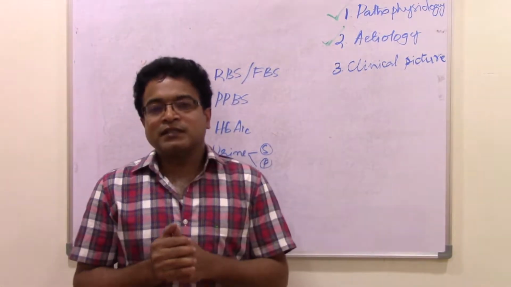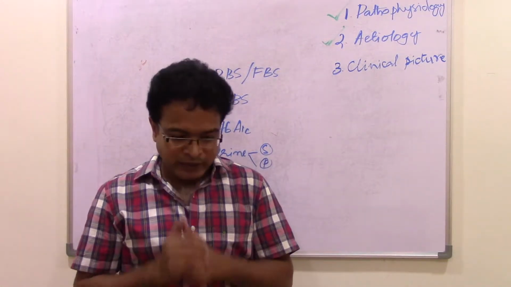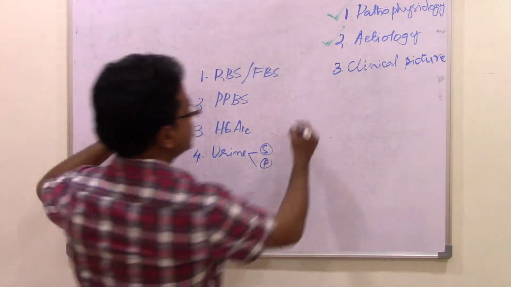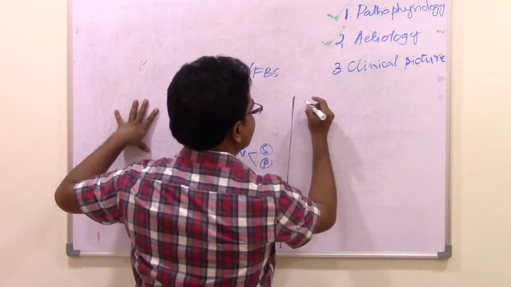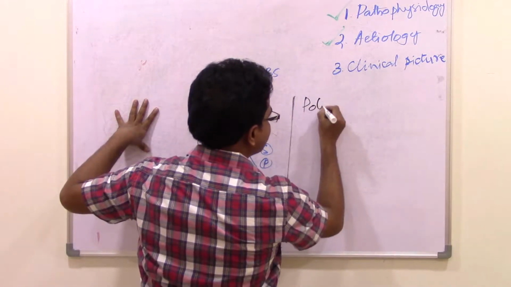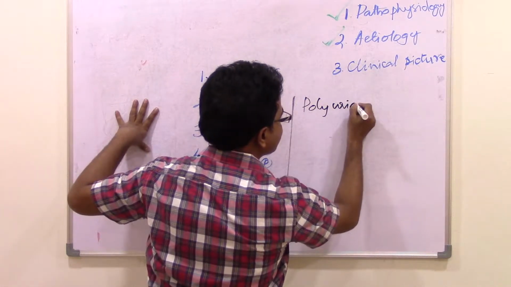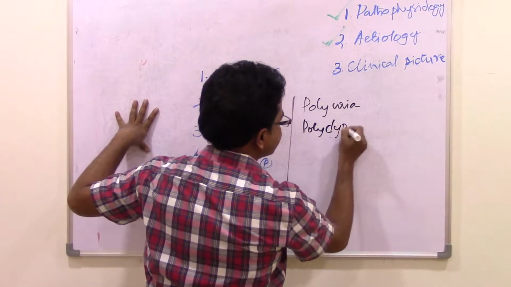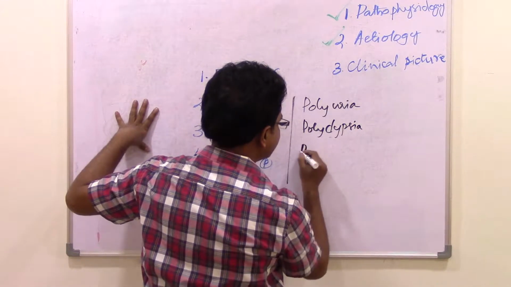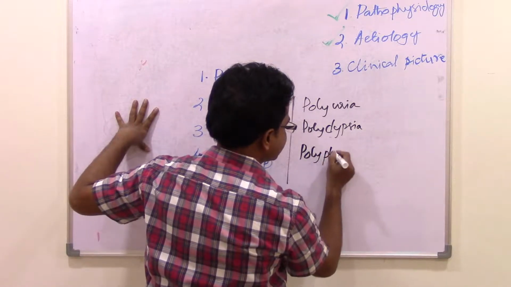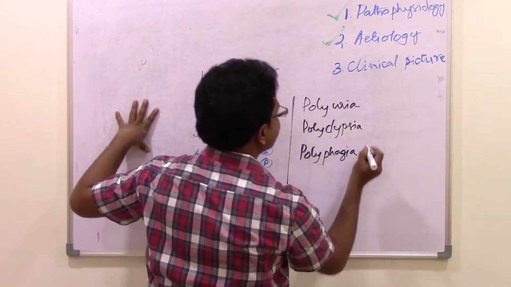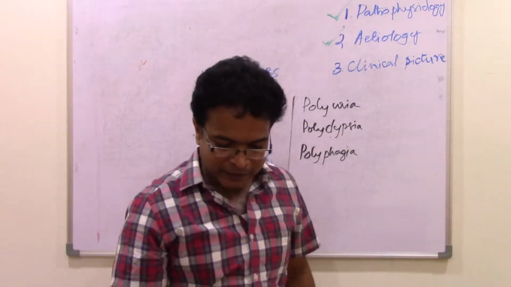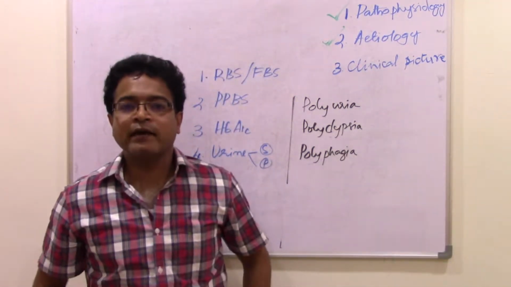Now these are diagnostics, but most of us think that the cardinal symptoms of diabetes are polyuria, polydipsia and polyphagia. We think that this is the clinical picture a diabetic person is supposed to have.